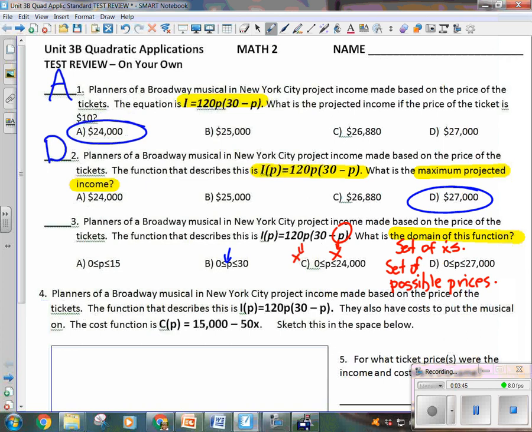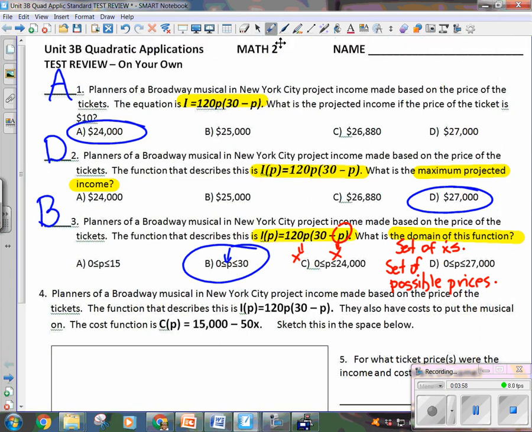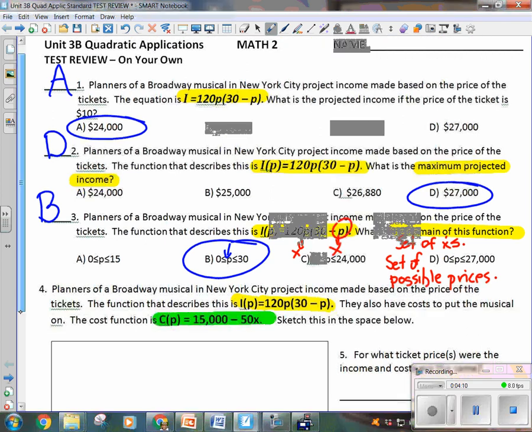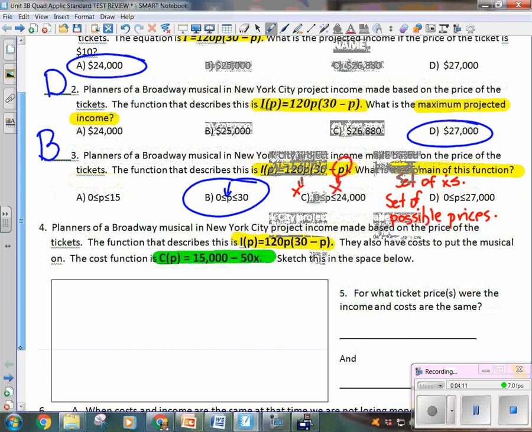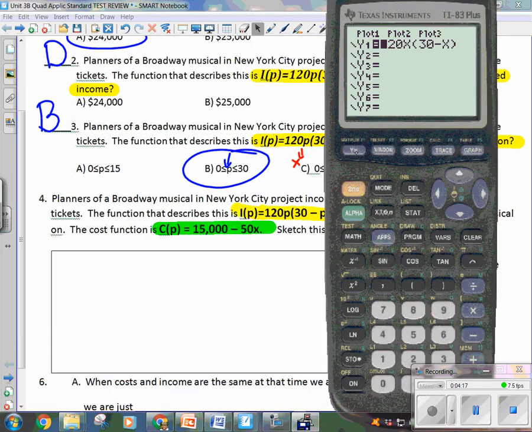All right. The planners of the Broadway musical also have costs. Notice that this is the same equation in the third and the fourth question. They also have costs. So just like what we did in the past, we would go to Y2 and put that in there. It also asks me to sketch. So I'm going to go to Y2 first, and when I go to Y2, I'm going to type in the cost equation.